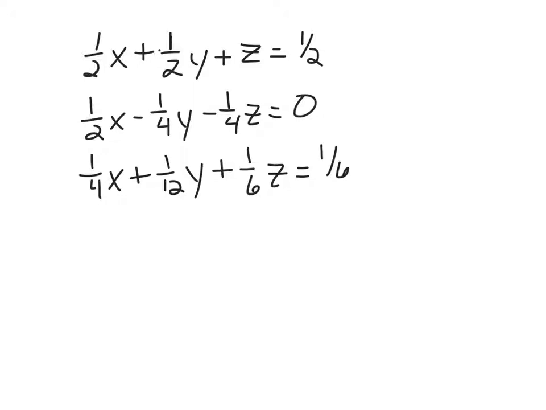Now, remember, matrices are rows by columns, and I'm going to say this is 1, 2, 3 rows, 1, 2, 3, 4 columns. And so I'm going to make a matrix, a 3 by 4 matrix, that looks like this.